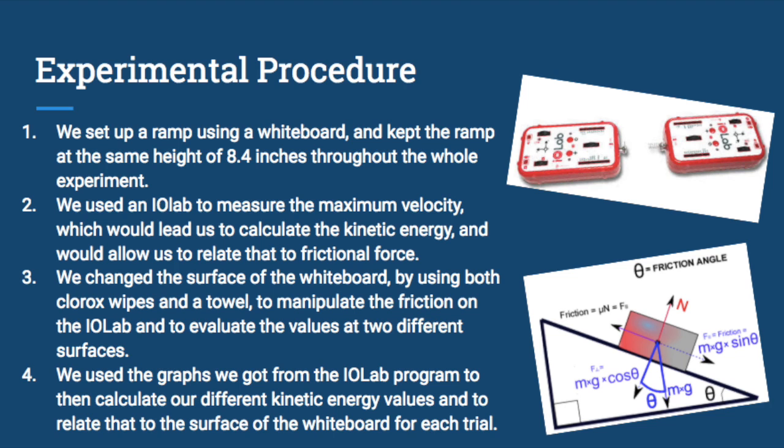Third, we changed the surface of the whiteboard by using both Clorox wipes to grease down the whiteboard to make it more slippery and a towel to manipulate the friction on the IO lab and to evaluate the values at two different surfaces. Last, we used the graphs we got from the IO lab program to then calculate our different kinetic energy values and then to relate those back to the surface of the whiteboard for friction.